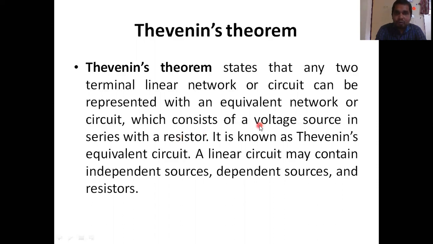You consider the voltage source in series with resistance in DC and in series with the impedance in AC. Like that we can say that any network can be represented as an equivalent network which consists of a voltage source in series with the resistance or impedance, and the circuit may contain independent sources, dependent sources, and all other elements, passive elements. That means sources and passive elements, it can have them.